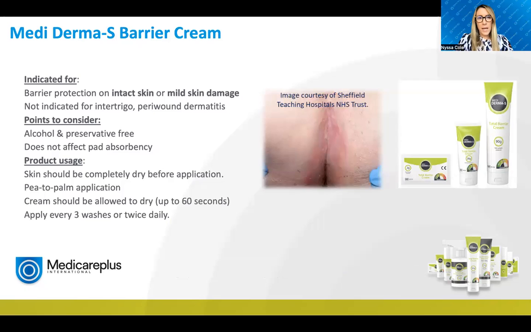So here at Medicare Plus, we've got a range of products for moisture associated skin damage. There's something for everyone, which is what I love, because there's a whole range, something in your toolkit for everything. The first we have is the cream, the Mediderma S barrier cream. Now, this is indicated for mild skin damage. So mild skin damage is where the skin is starting to become red, starting to become inflamed, and we want to provide that protection.